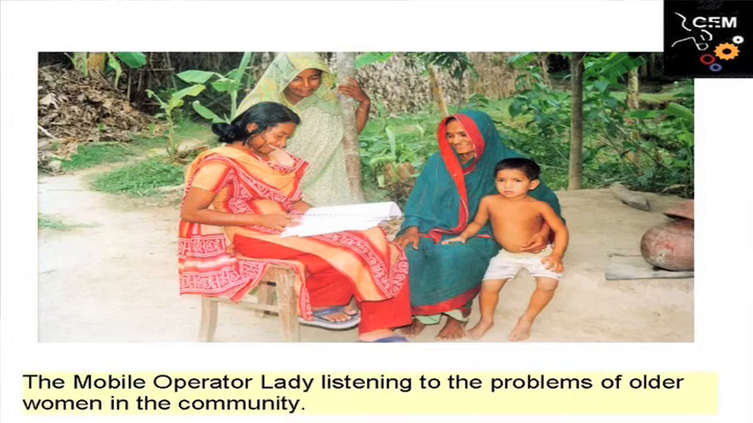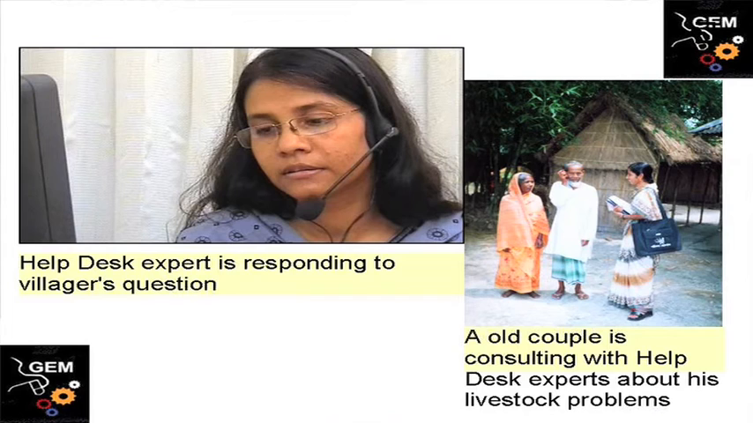That woman with the paper is the mobile operator lady, okay? So this is how they moved from one household to the other. And that woman on the left-hand side, you can't see it very well because of the light, but she has a headphone. So she's a help desk expert and she's responding to a villager's question. On the other side, the man in the middle has a phone, and she's talking to her.